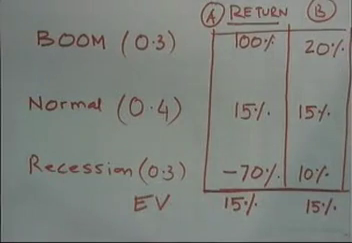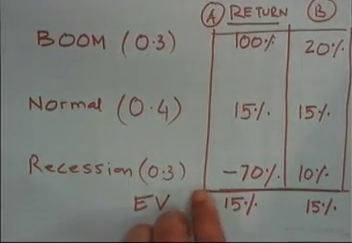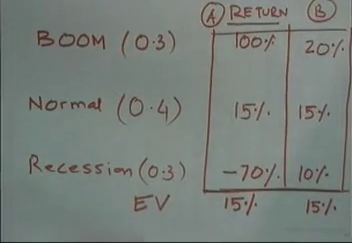Now, if you see as a layman itself, the two options, you find that there is a very large variation as far as option A is concerned. The returns are varying from minus 70% to plus 100%. Whereas in case of option B, returns are not varying much. So, in one case you can see for option A, the mean value is 15% and your values are varying from minus 70 to minus 100, sorry, to plus 100.